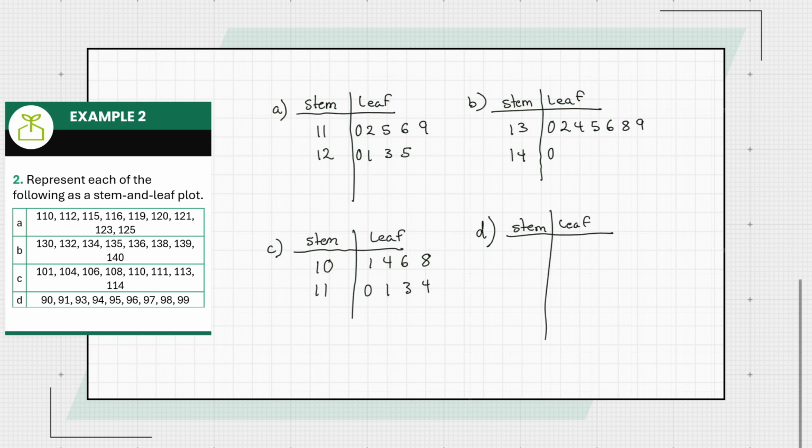Okay, for our last one, it's only in the 90s, so we only need a 9, and then we can put down our data. 0, 1, 3, 4, 5, 6, 7, 8, and 9.